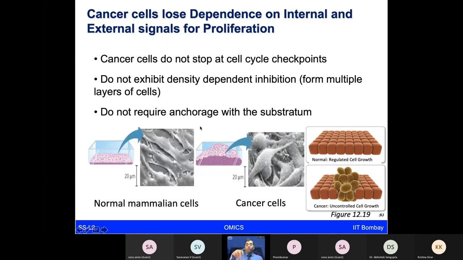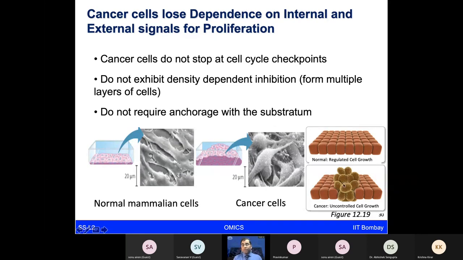Also, they can move from one place to another, so they do not require any specific place to adhere on for the growth to happen. They can actually move from one place to other places and still continue to grow. So these are what make cancer cells very specialized, and they are not obeying the normal cell cycle rules, and that's why it creates a lot of issues.